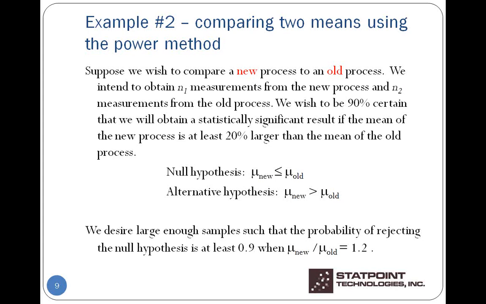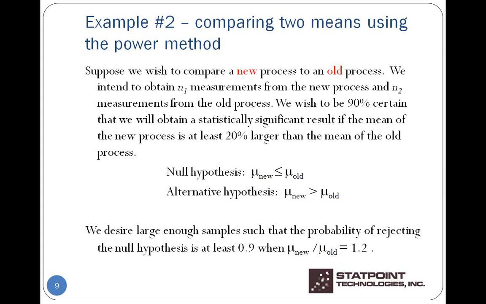Okay? That's the standard power method, where you set up a set of hypotheses, a null hypothesis and an alternative, and you ask, how much data do I need such that if a particular alternative is true, I'll be able to demonstrate it with a given level of confidence.